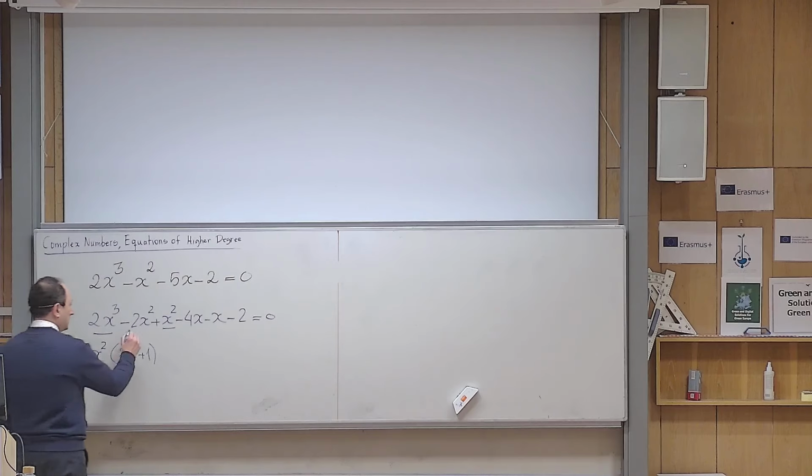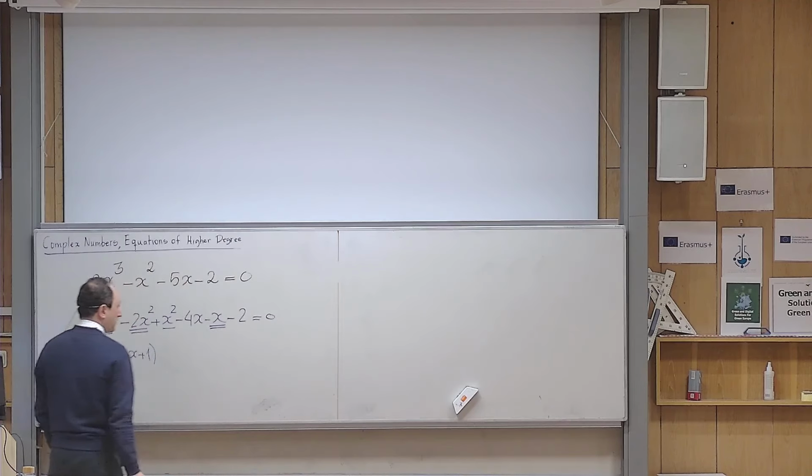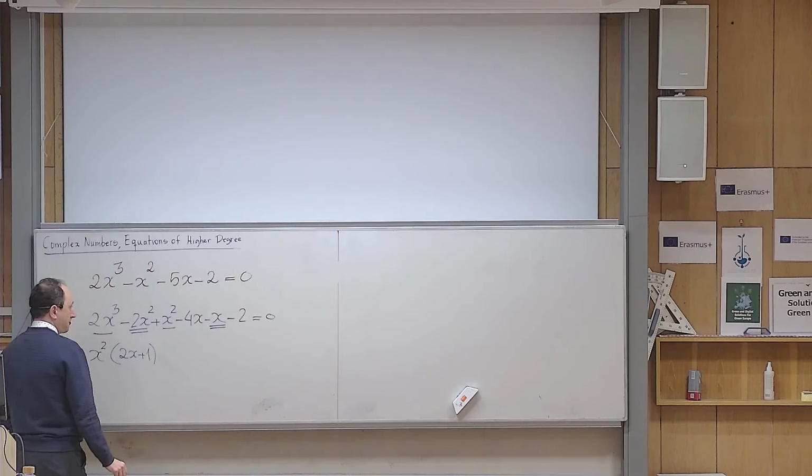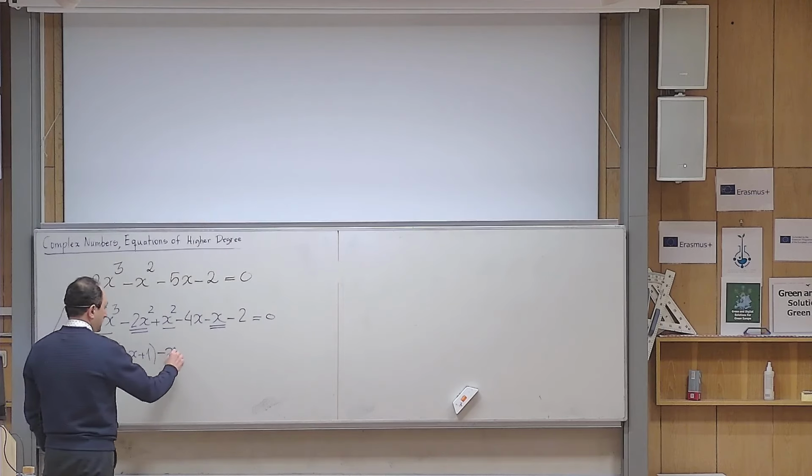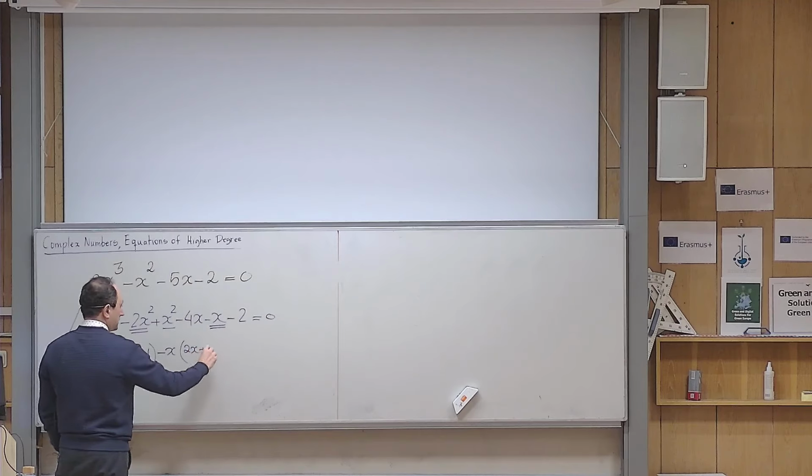Second one, and which one? X. And this one. Factor what out? X is not good. Minus x. Yes, sorry. So this becomes 2x again. This becomes plus 1. So far, so good.